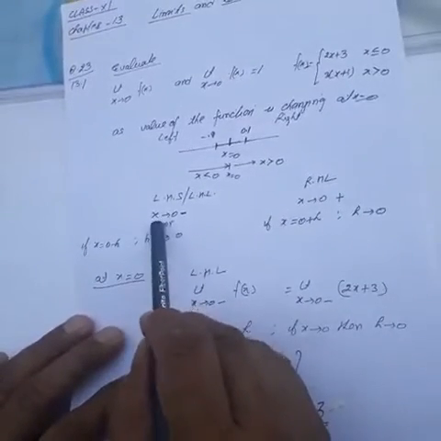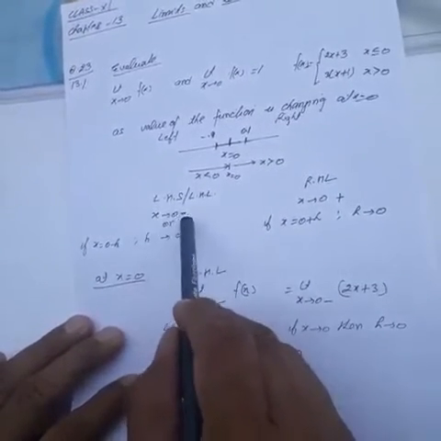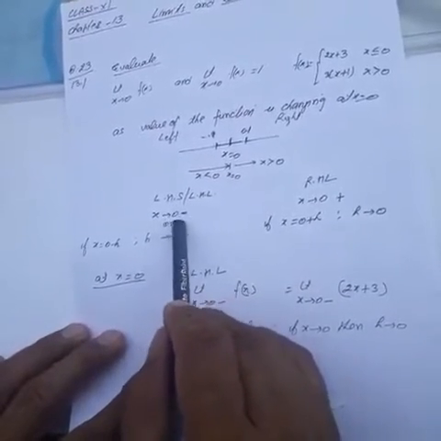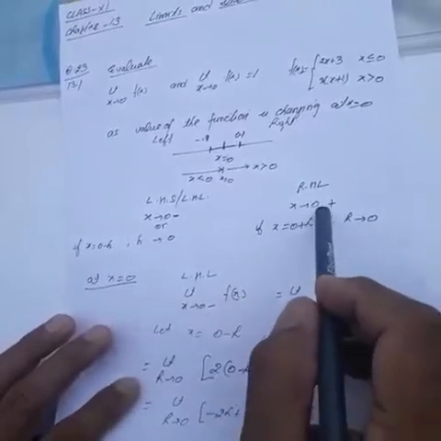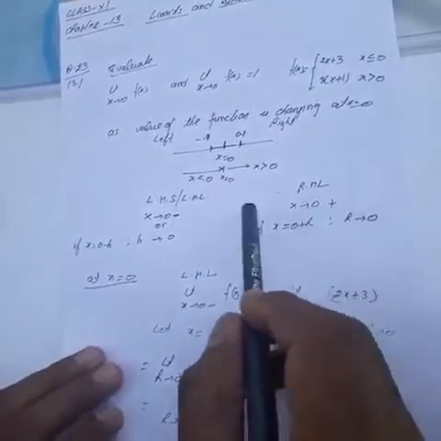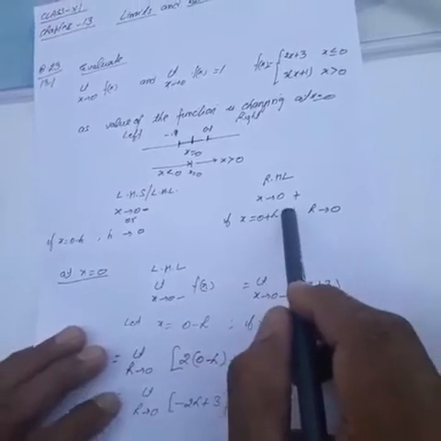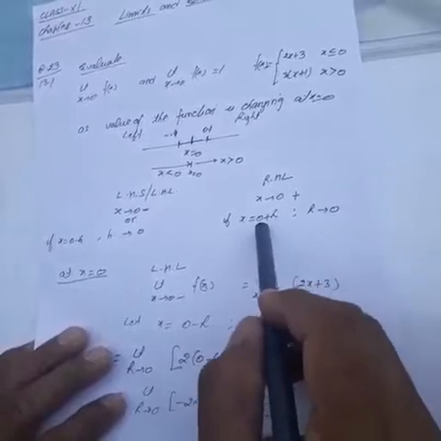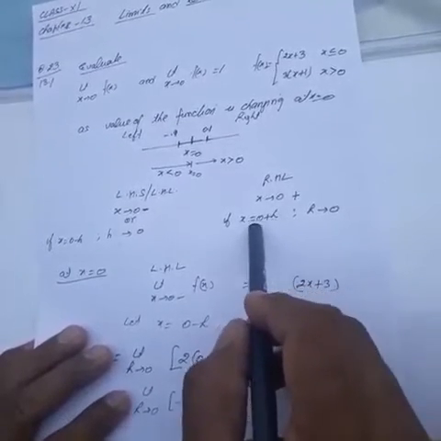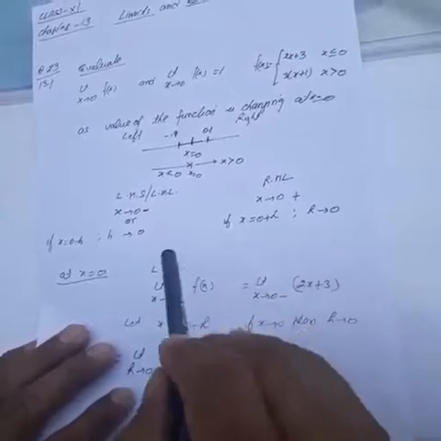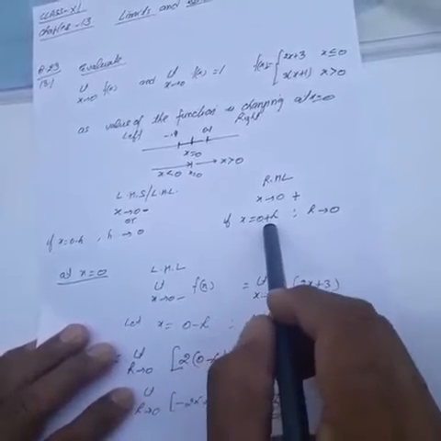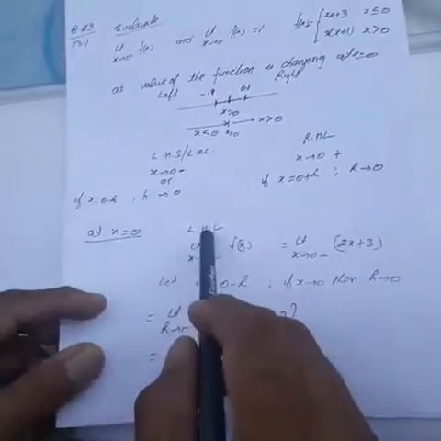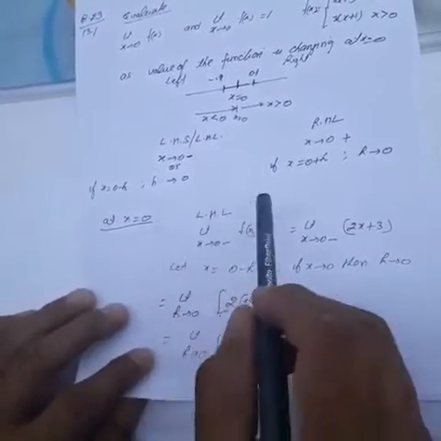We know x tends to 0 minus means the values are on the left hand side of 0, and 0 plus means the right hand side of 0. We can also write x as 0 plus h. I told you h represents a very small value. So if x is 0 plus h, then h tends to 0. So how do we evaluate the limit of this function?